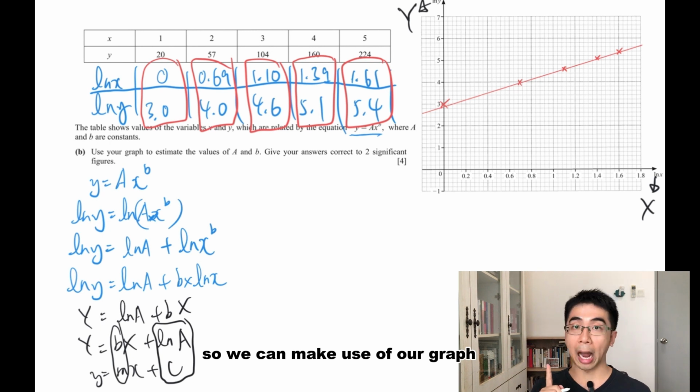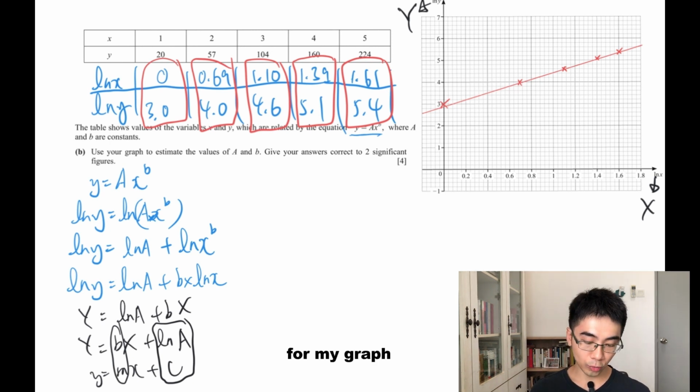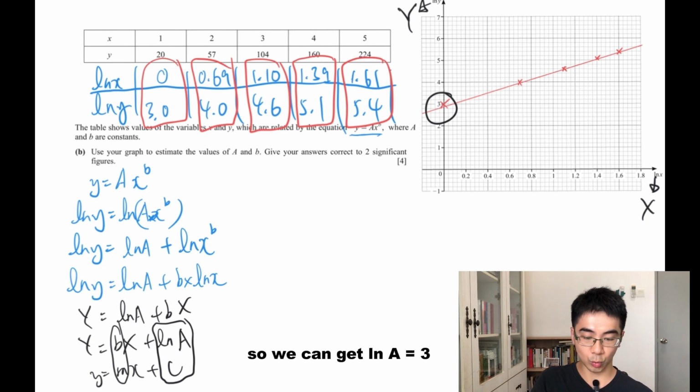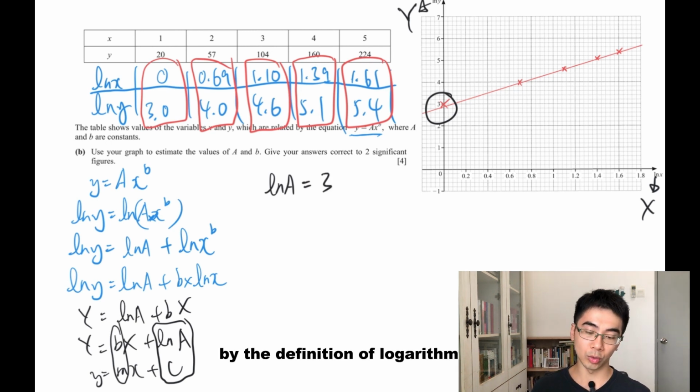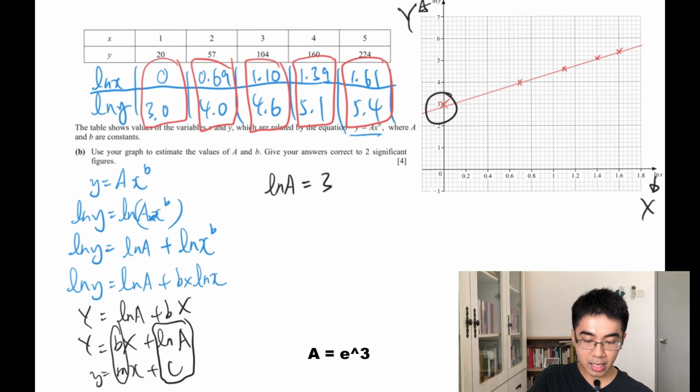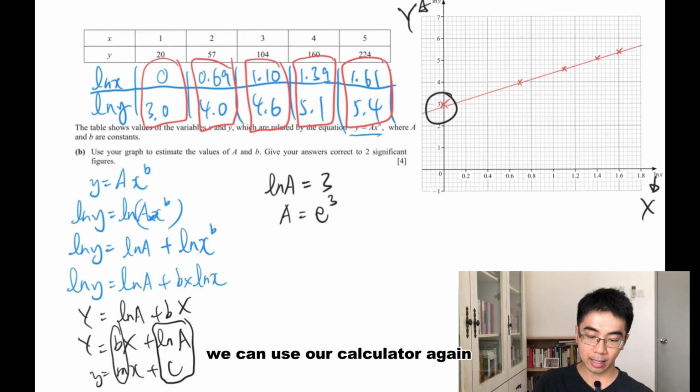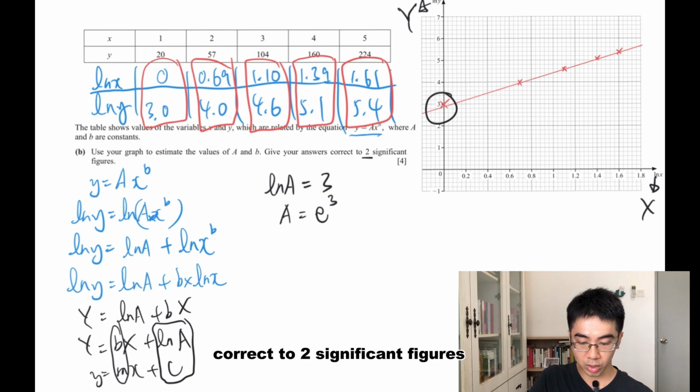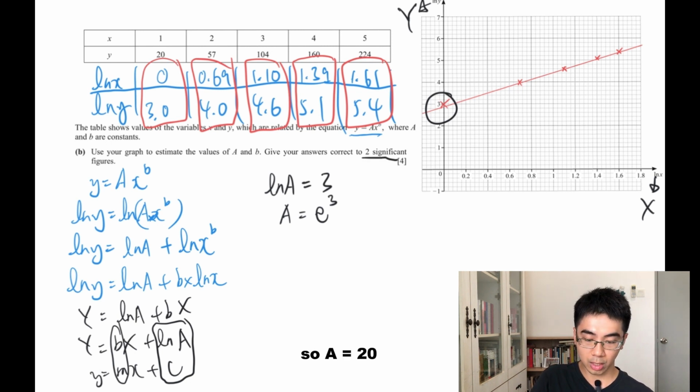So we can make use of your graph. For my graph, the y-intercept of this point should be here, 3. So we can get that natural log a must be equal to the y-intercept, which is 3. According to the definition of natural logarithm, a should be equal to e to the power 3. And then we can use your calculator again. And remember, this time we need to give our answers correct to 2 significant figures. All right. So here a we will get 20.